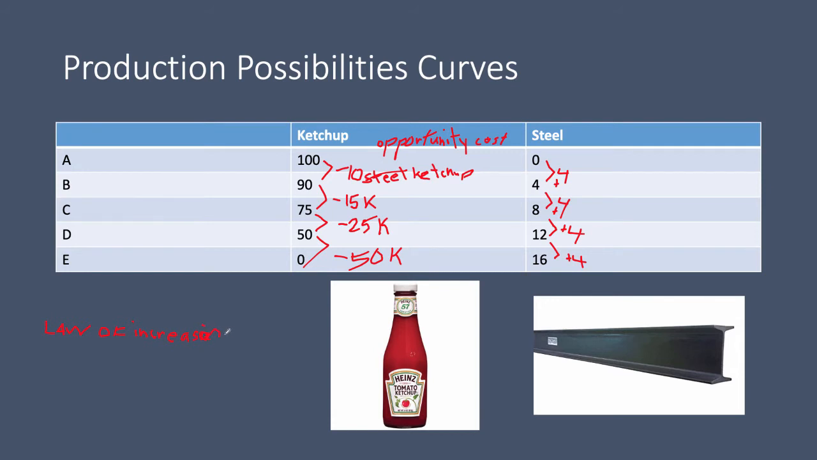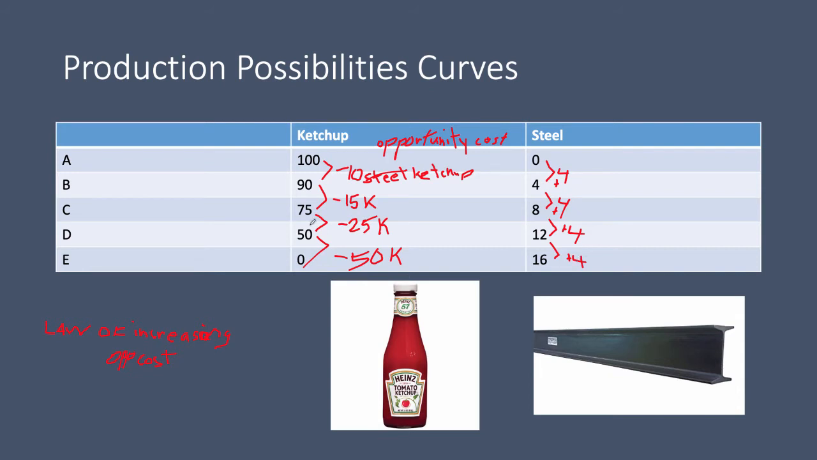The law of increasing opportunity cost. I'm just going to abbreviate it. As you produce more and more steel, it costs you progressively more ketchup to get the same amount of steel.